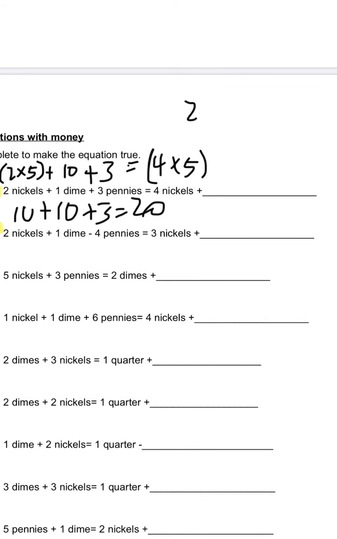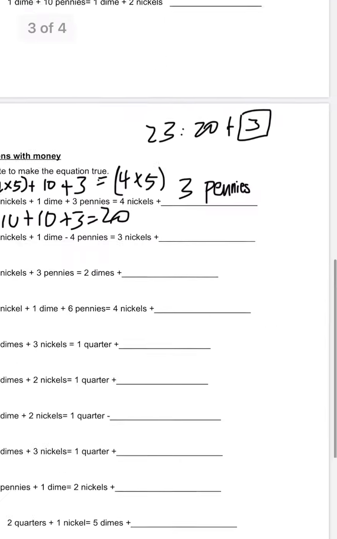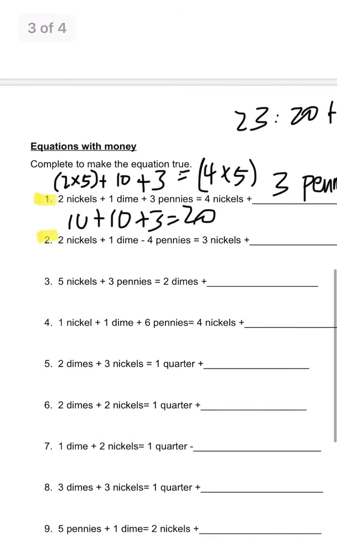So we're going to do 23 equals 20 plus what? So 20 plus 3 equals 23. So here we're going to put 3 pennies. Okay, now let's move on to number 2.